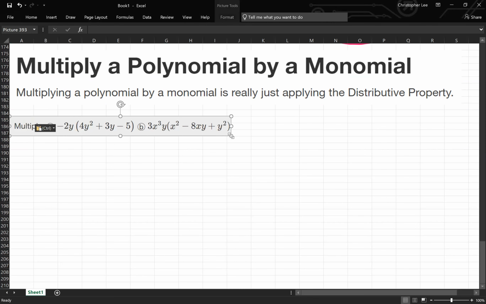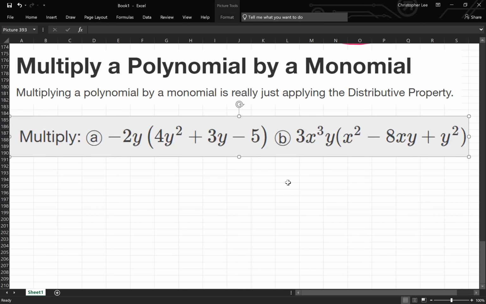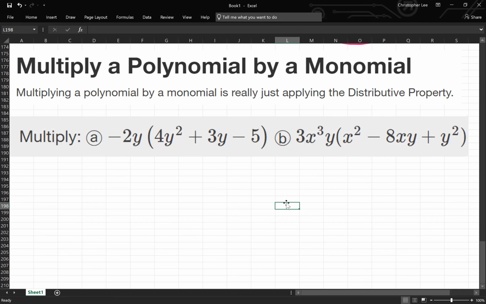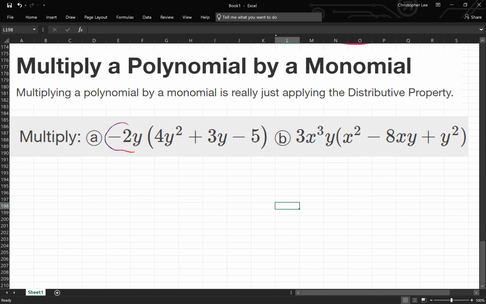Let me just make that a little bit bigger. All right, we're good to go. So I feel like doing this in the rainbow color. All I'm going to do is take this monomial that's on the outside and distribute it to all of the terms on the inside. And that's it. That's all we're doing. So again, numbers with numbers, variables with variables.